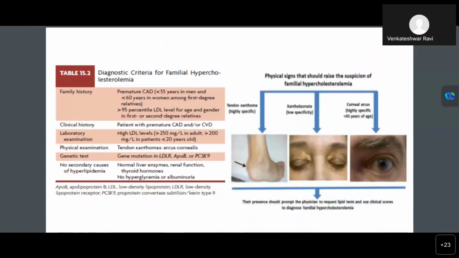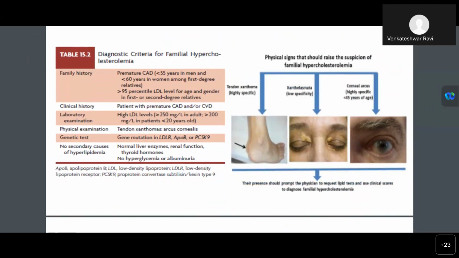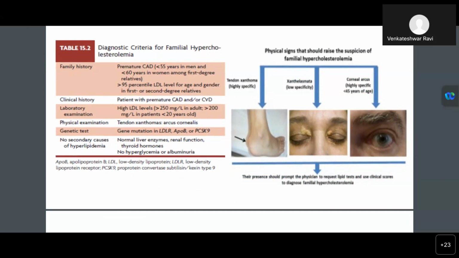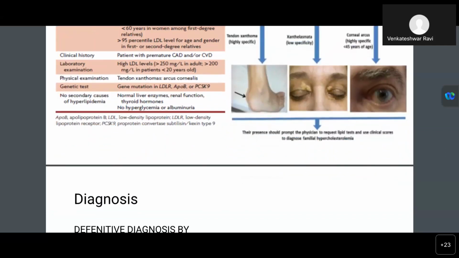The diagnostic criteria for familial hypercholesterolemia include premature family history and clinical history with premature CAD. The physical signs that should raise the suspicion of familial hypercholesterolemia are tendon xanthoma, xanthelasma, and arcus senilis, corneal arcus, highly specific when less than 45 years of age. And laboratory examination includes high LDL levels greater than 250, and genetic tests are available for identification of gene mutation in LDLR, ApoB, and PCSK9. And there should be no secondary cause of hyperlipidemia.